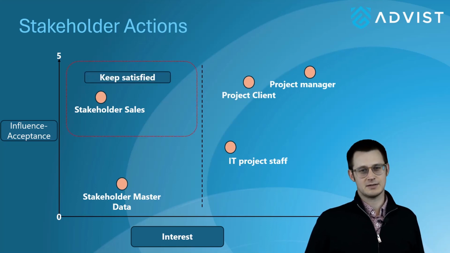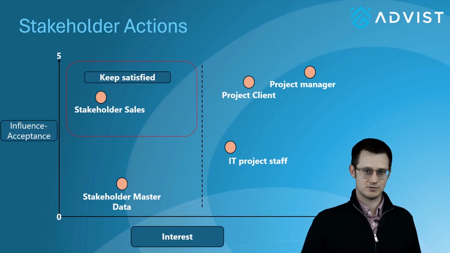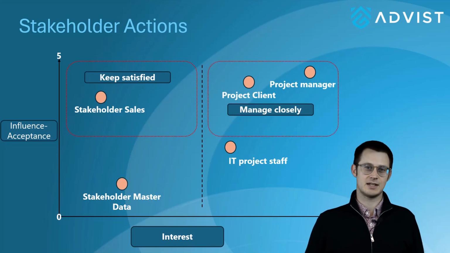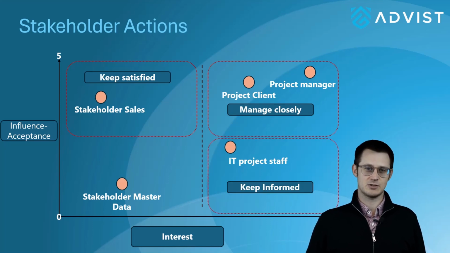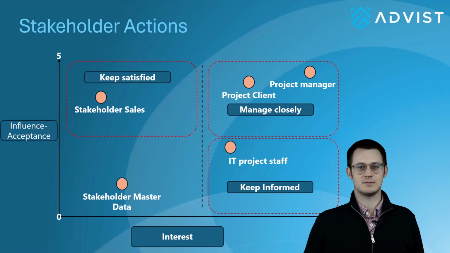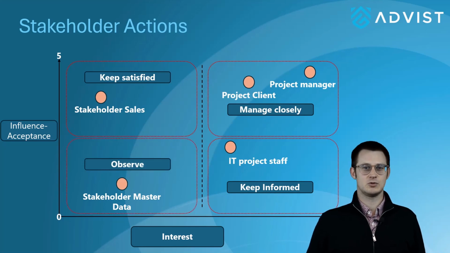First of all, the stakeholder sales, which we would have to keep satisfied. Secondly, the project client and project manager, whom we have to manage closely and communicate a lot. Thirdly, the IT project employee who needs to stay informed. And finally, the stakeholder master data, which we should monitor.